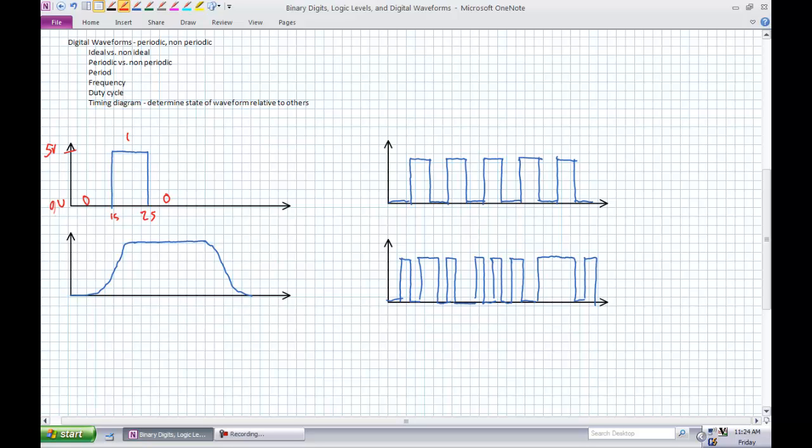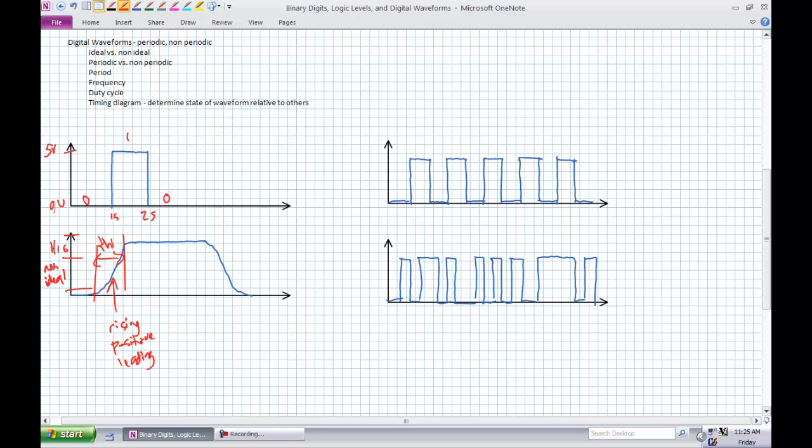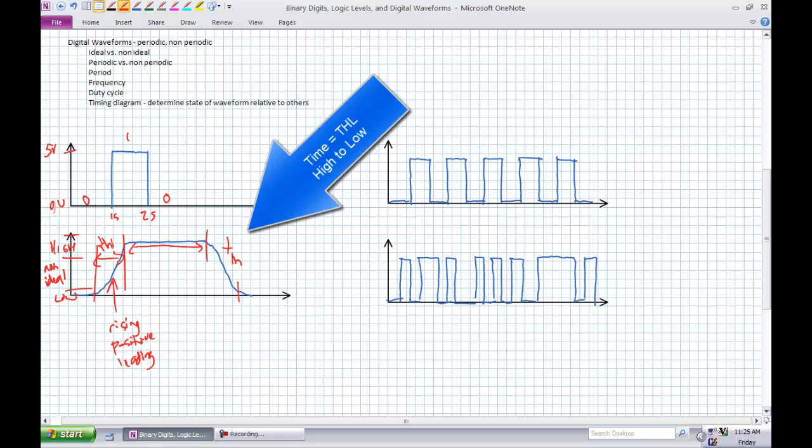So in this second example, this is a non-ideal. The top one was an ideal. There exists a rising edge, or a positive edge, or a leading edge. So rising, positive, leading edge. And it takes a certain amount of time to go from an acceptable low to an acceptable high. And then there is a time that it takes to go from an acceptable high to an acceptable low. That is time LH, time low to high.